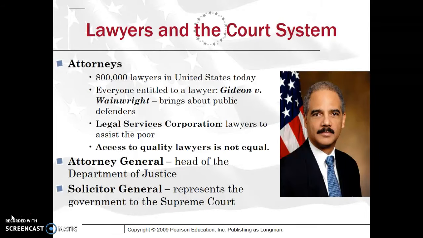Also important, attorneys. There's over 800,000 lawyers in the United States today. And of course, what really spawns a lot of lawyers is another landmark case known as Gideon v. Wainwright, which essentially mandates that you have to have a public defender if you cannot afford one. Everybody is entitled to a lawyer in the criminal justice system. And you also have attorneys who are involved in the Legal Services Corporation, which provides lawyers to assist the poor as well. And really, access to quality lawyers is not equal.